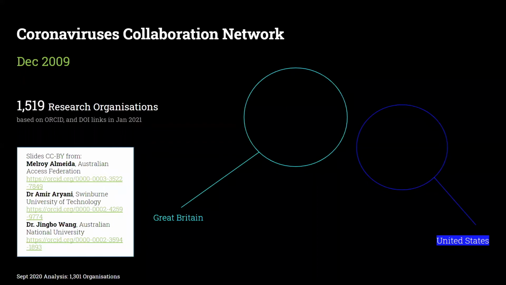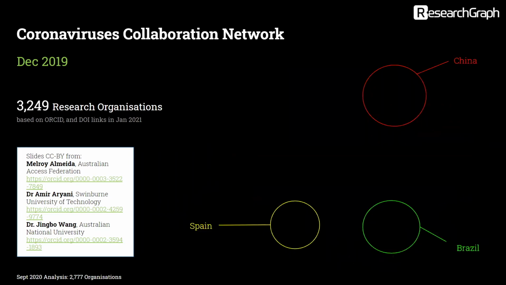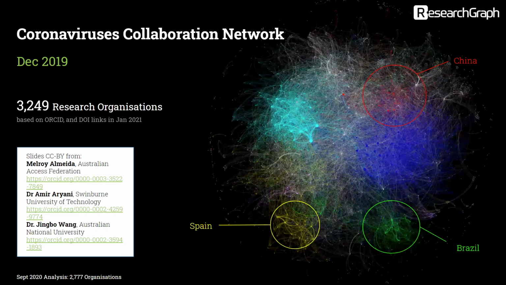I'm going to start with a brief story that I'm retelling from a presentation that my colleague in Australia, Melroy Almeida, shared at the PIDapalooza conference in January of this year. What you're seeing here is a data visualization showing the research organizations who were working on coronavirus research in December of 2009. There were roughly 1,500 research organizations involved, and the graph highlights participation from the United States and Great Britain. Fast forward 10 years, in December of 2019, over 3,000 organizations were involved, and this time we see countries like Spain, Brazil, and China participating a bit more.